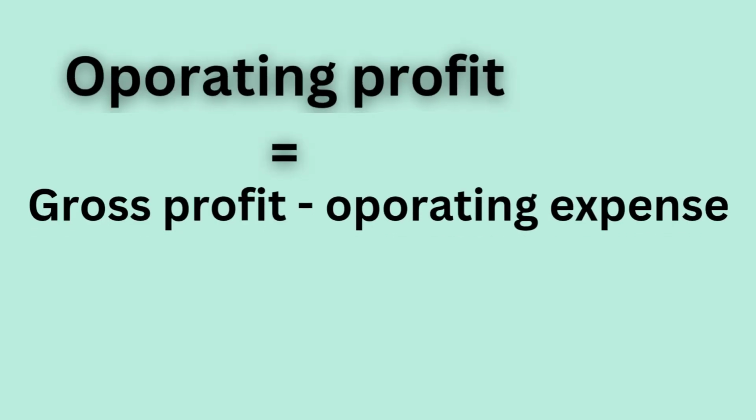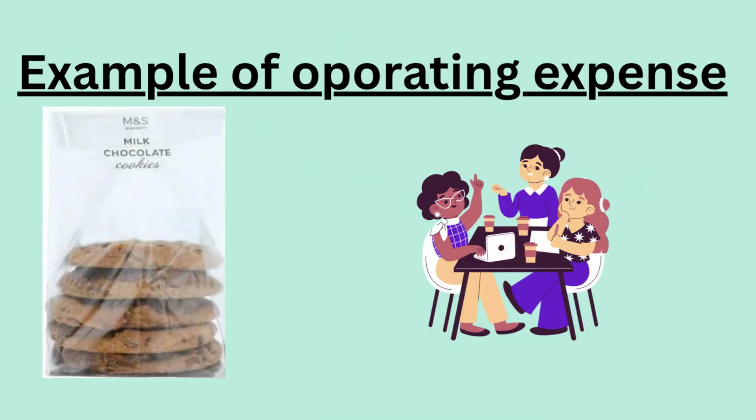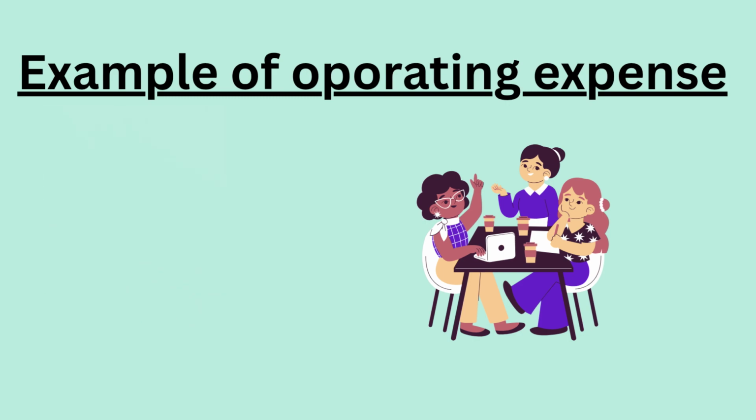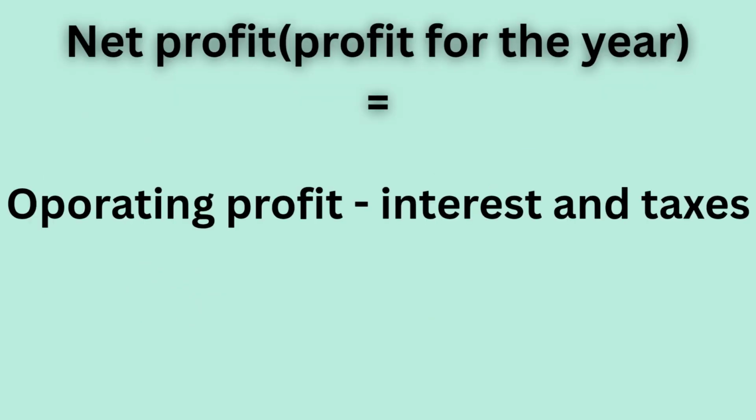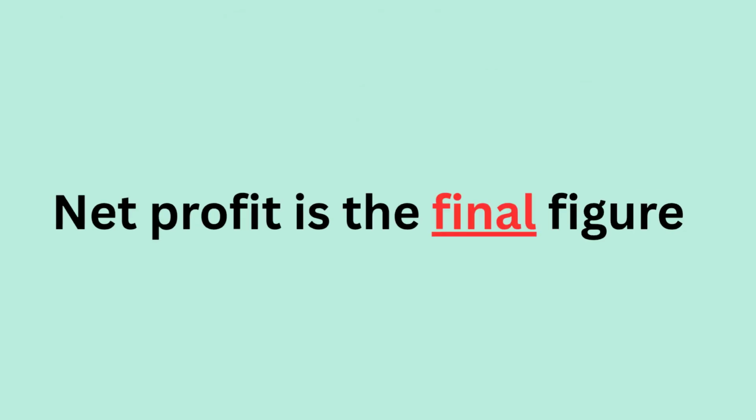Operating profit is the difference between gross profit and the cost of operating the business, which is otherwise known as operating expense. The salaries of a marketing team in M&S may be an operating expense as it's not directly linked to making the product. Net profit is the difference between operating profit and interest and taxes. Net profit is the final figure and it's what the business has left to spend or invest or do whatever they want with.